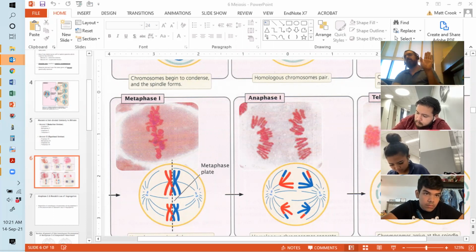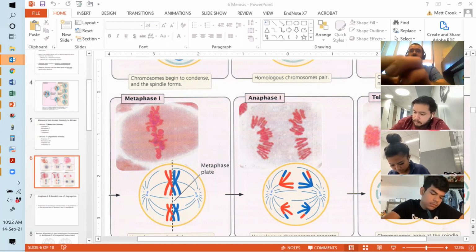Essentially, it could be mother, father, mother, father, or mother, mother, father, father. Confuse myself. Four possible combinations.